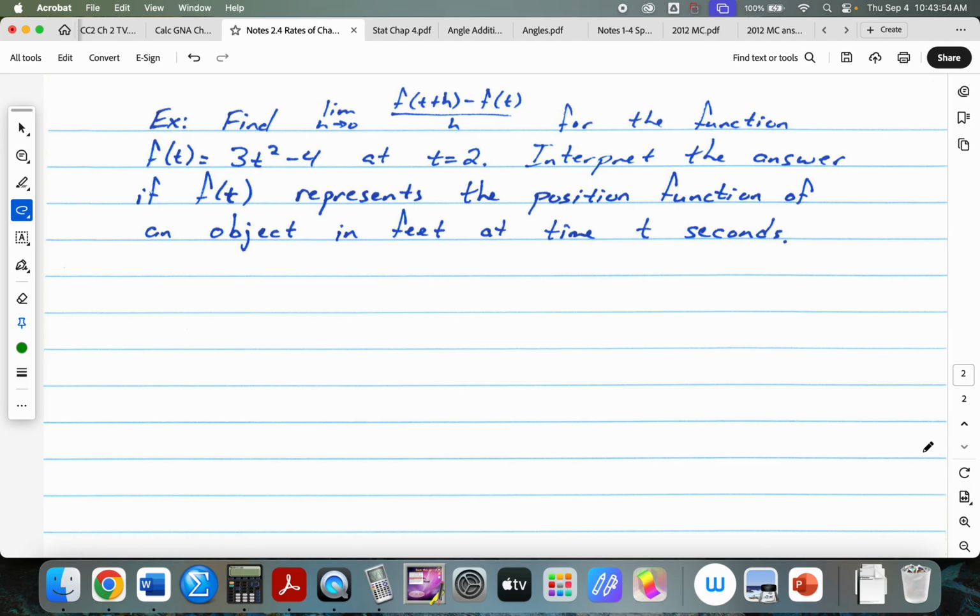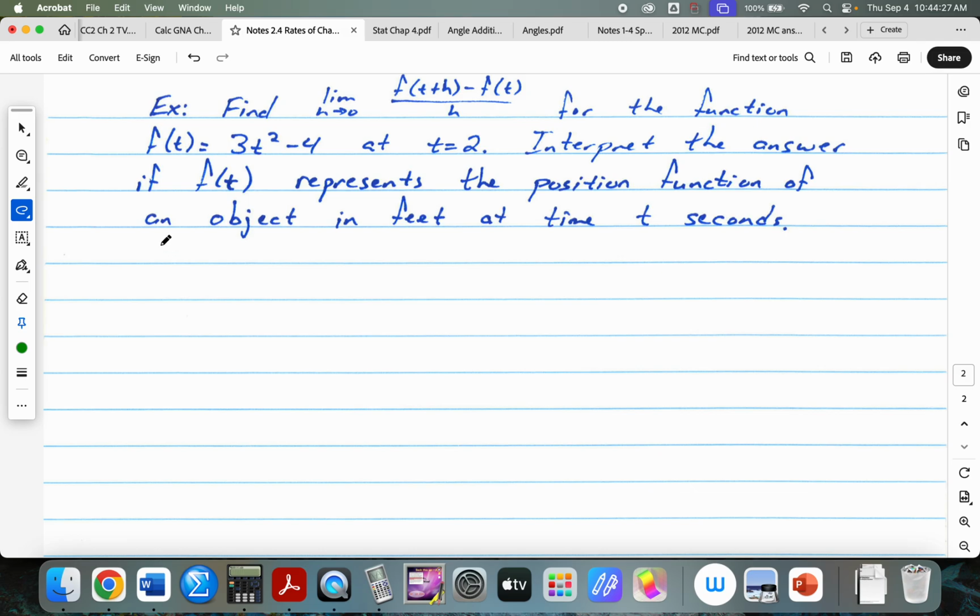All right, let's do this. Find the limit as h goes to 0 of f of t plus h minus f of t all over h for the function f of t equals 3t squared minus 4 at t equals 2. Notice that's a period, so that's step 1. Step 2, interpret the answer if f of t represents the position function of an object in feet at time t seconds. Okie dokie.